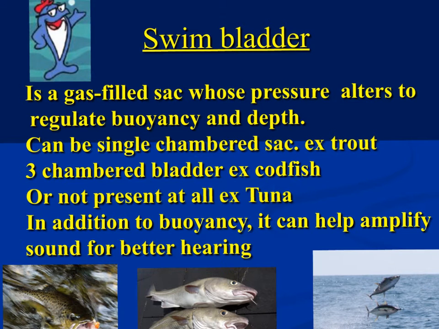So how do the fish determine the depth of water that they're in? Well, they have a structure called a swim bladder, and it's a gas-filled sac. It uses that pressure by regulating it, and it causes it to have a buoyancy. And it can be single chambered, and we see that with trout. It can be three chambered, we see that with codfish, or it can be not present at all, and we see that with tuna. So on the bottom left you can see the trout, in the middle you'll see the codfish, and on the right you'll see the tuna. In addition to buoyancy, it helps to amplify sound for better hearing.